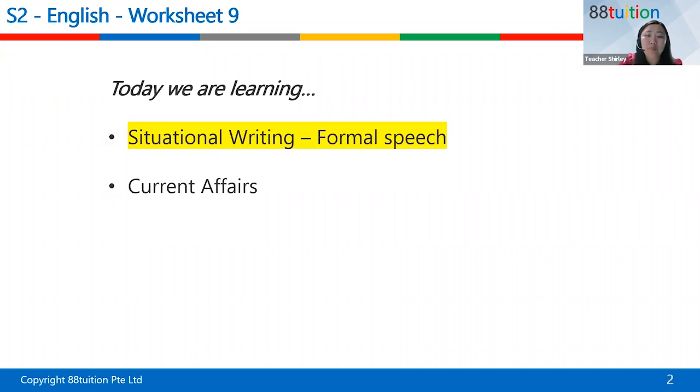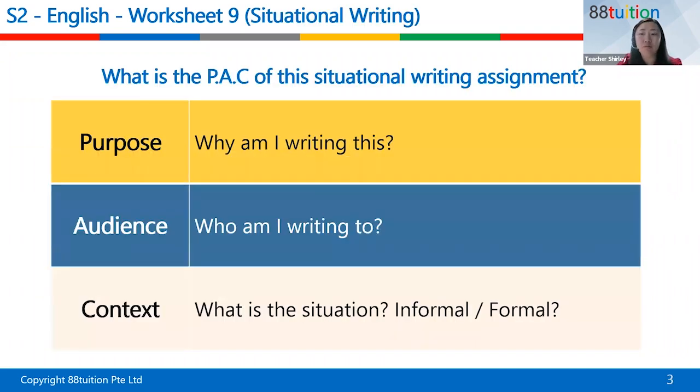So what is the PAC? Let's think about what is the PAC of this situational writing assignment. Purpose: why am I writing this? Very important. Who am I writing to? The audience, as well as the context. Context meaning, what is the situation exactly? Why are we writing this? Should it be informal? Should it be formal? So that's the tonality of it.